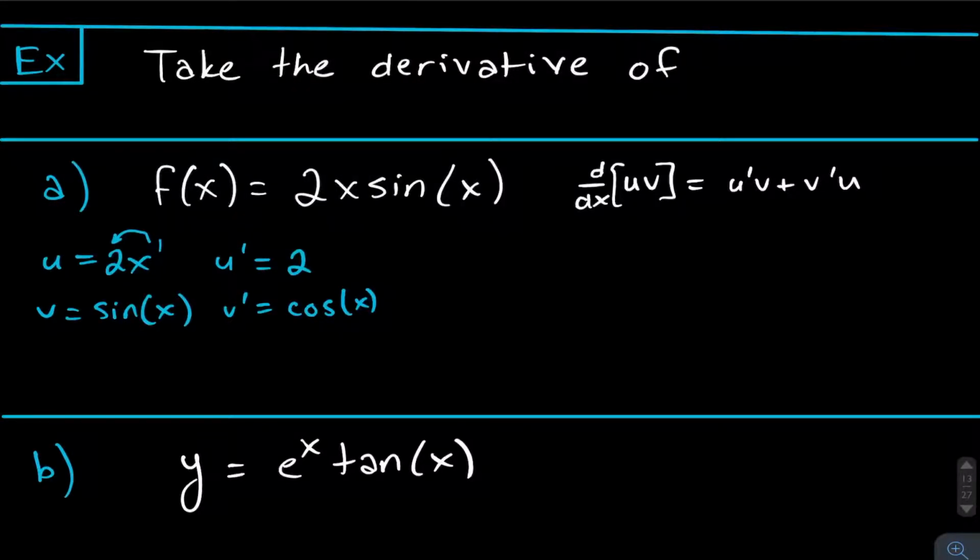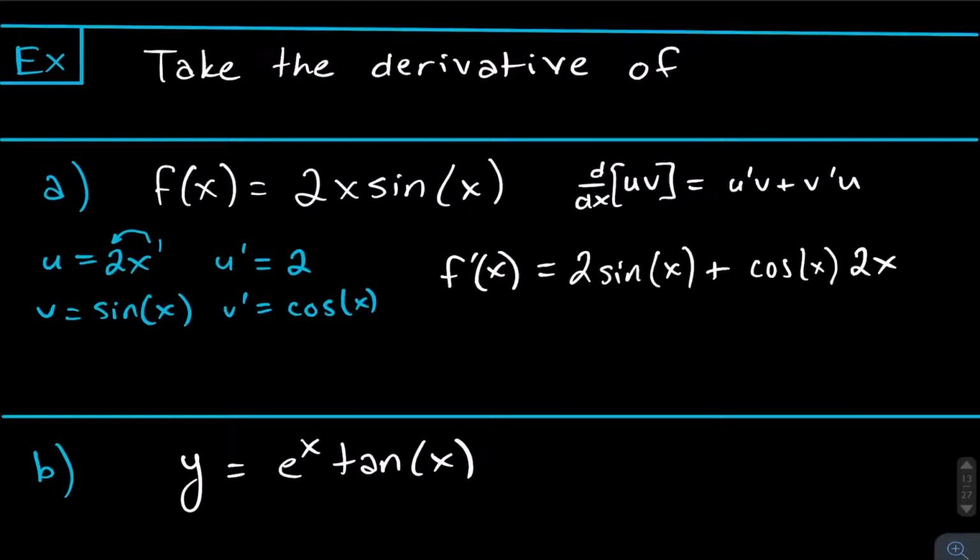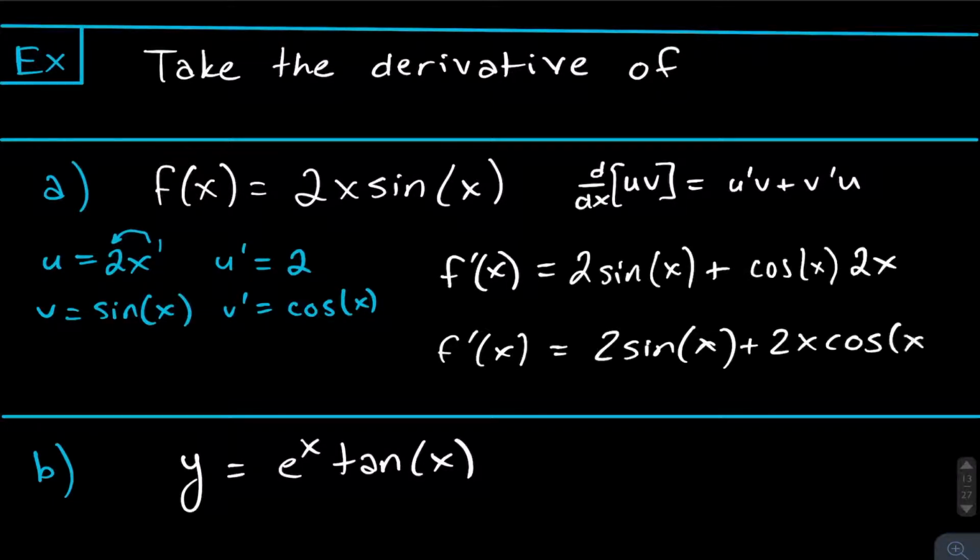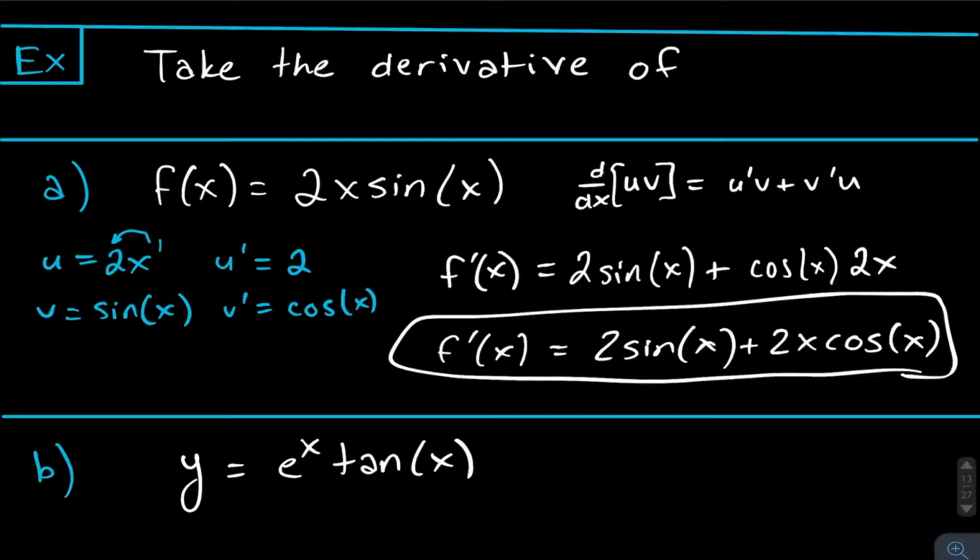Now, taking the derivative of this, we get that f prime of x equals u prime, that's 2, times v, that's sine of x, plus v prime, which is cosine x, times u, which is 2x. Writing that a little bit nicer, it's 2 sine x plus 2x cosine x. That right there is your derivative. So that's just using product rule.